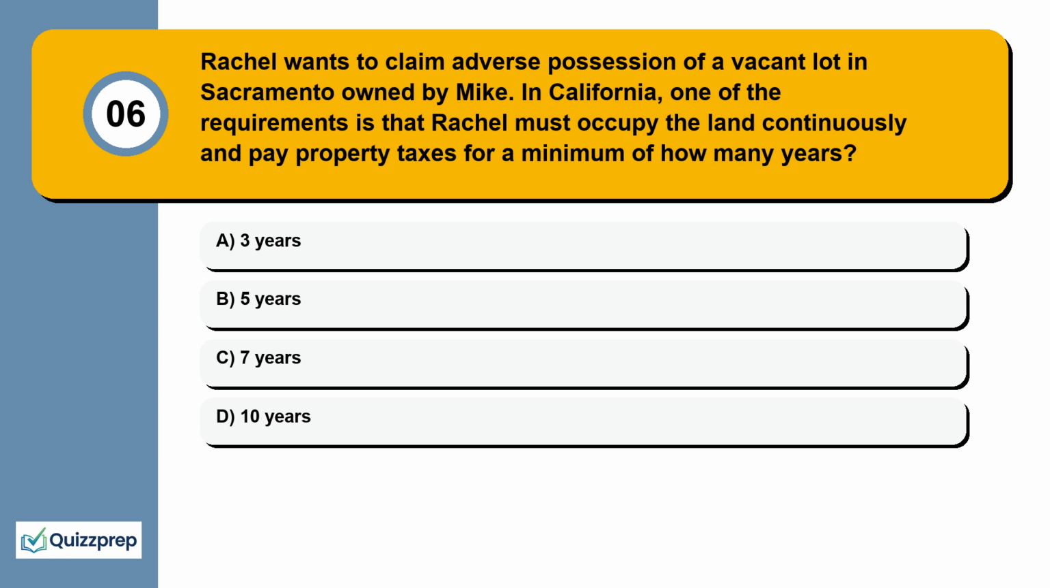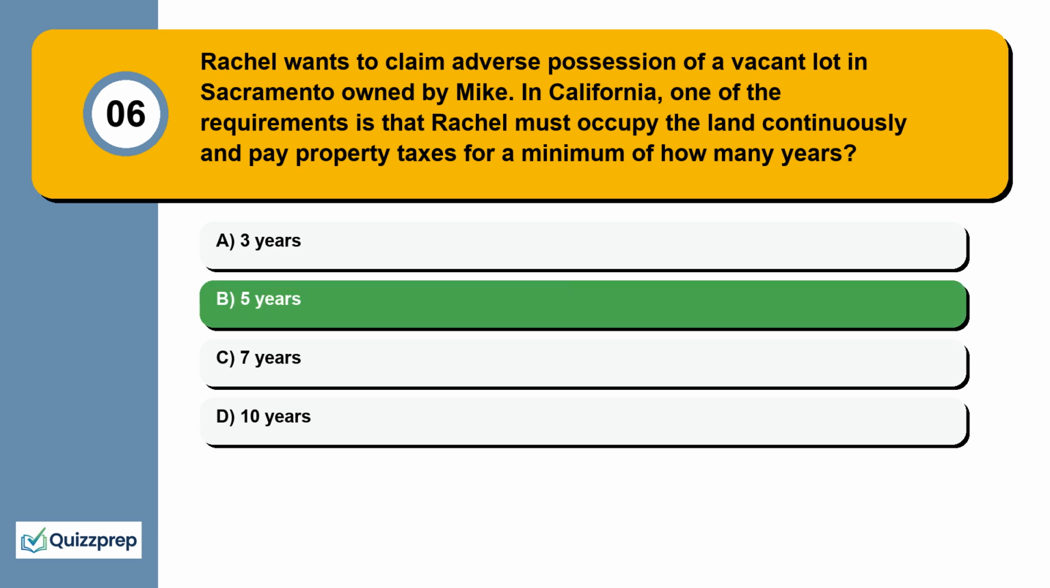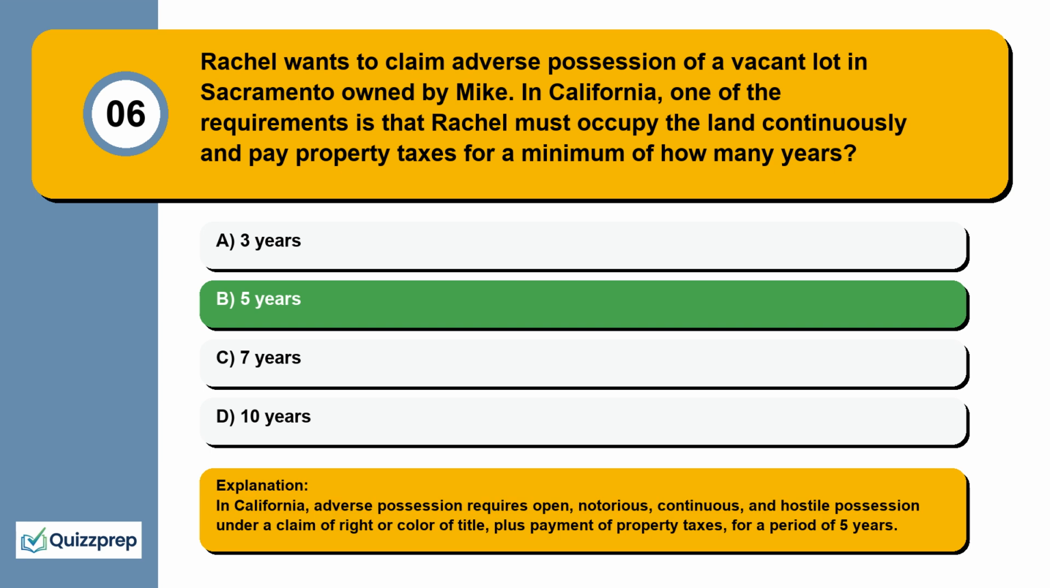Question 6. Rachel wants to claim adverse possession of a vacant lot in Sacramento owned by Mike. In California, one of the requirements is that Rachel must occupy the land continuously and pay property taxes for a minimum of how many years? 3 years, 5 years, 7 years, 10 years. In California, adverse possession requires open, notorious, continuous, and hostile possession under a claim of right or color of title, plus payment of property taxes, for a period of 5 years.